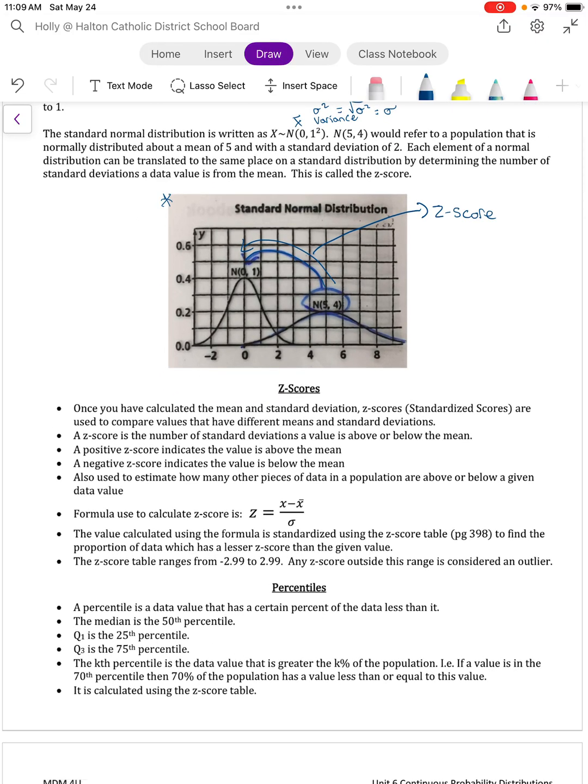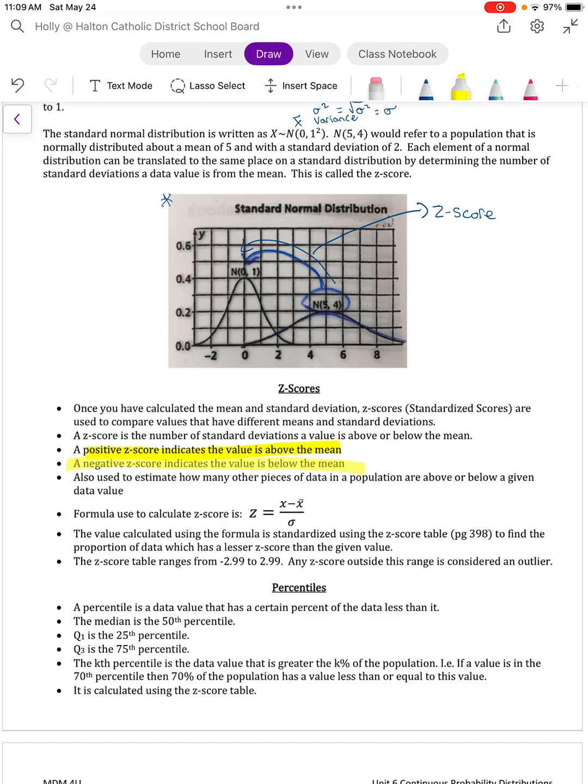So z-scores. Once you have calculated the mean and standard deviation, z-scores, your standardized scores, which you saw in the chart, are used to compare values that have different means and standard deviations. Because we don't have a standard deviation of 0. We have whatever we measure. Remember, real life has a lot of variance. A z-score is the number of standard deviations a value is above or below the mean. So the score will tell you how many standard deviations I am above or below the mean. A positive z-score indicates the value is above the mean. A negative z-score indicates the value is below the mean.